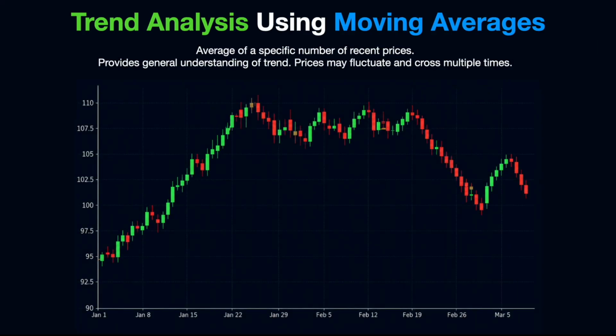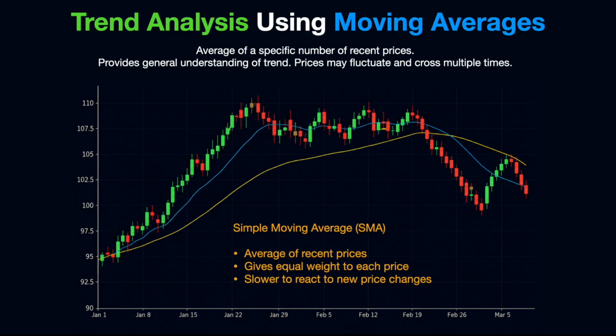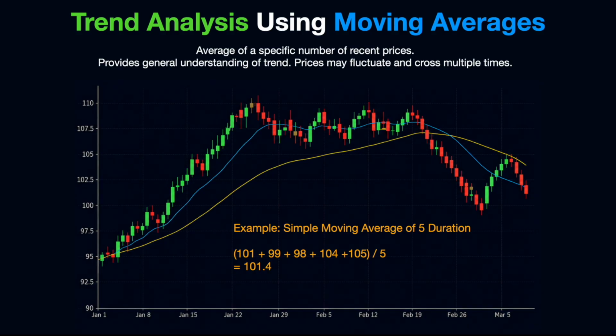Let's take a look at doing trend analysis using moving averages. A simple moving average, also called an SMA, takes the average of a specific number of recent prices and turns it into a smoother line on the chart. For example, if the previous 5 days' closing prices were 101, 99, 98, 104, and 105, then the 5-day moving average would be 101.4. By doing this for every day on the chart and averaging the last few days' prices each time, we can create a smoother line that shows the overall trend more clearly.